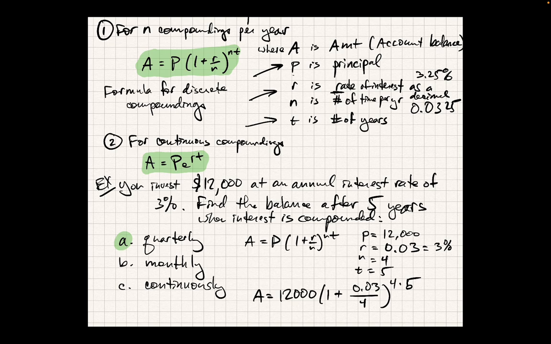R is your rate of interest as a decimal. N is the number of times per year, the number of compoundings per year, and T is the number of years. But the two random numbers sitting on top and on bottom, where do those go?